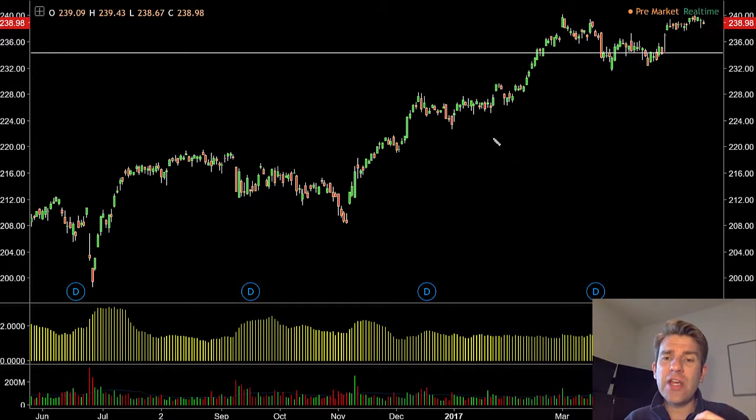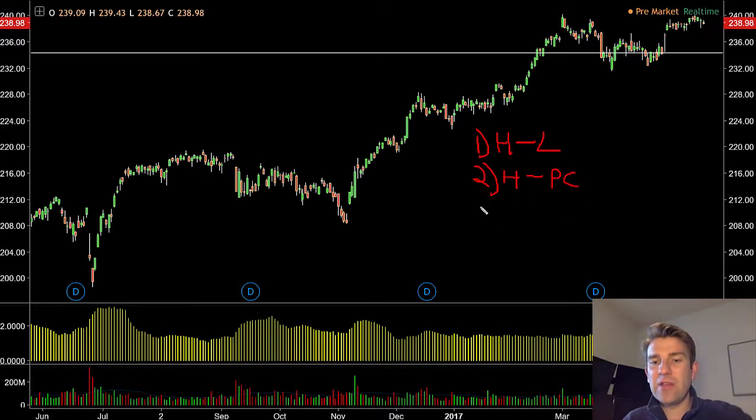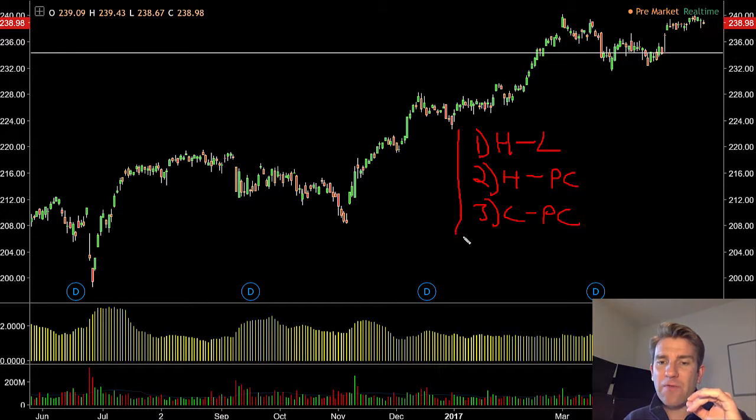Now, true range is the larger of these three parameters: either the high minus the low for the day, or the high minus the previous day's close if it's an uptrend, or the low minus the previous day's close. Now these are normalized, so any negative values, forget them. It's normalized to be positive. So what does that mean? It's taking the biggest of those three numbers.